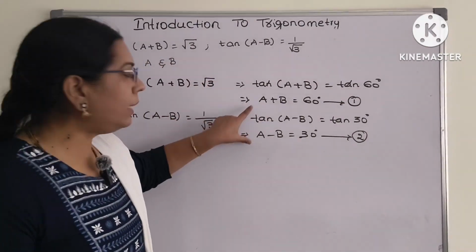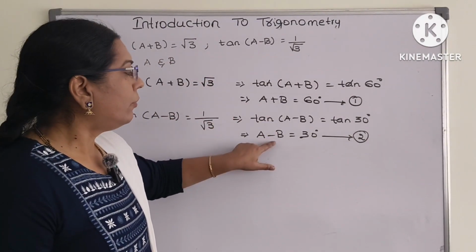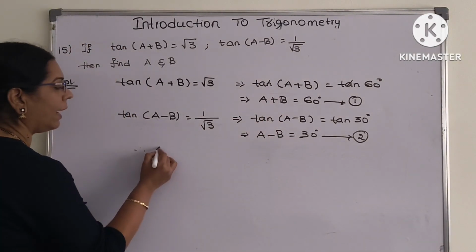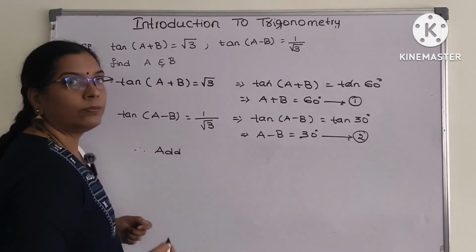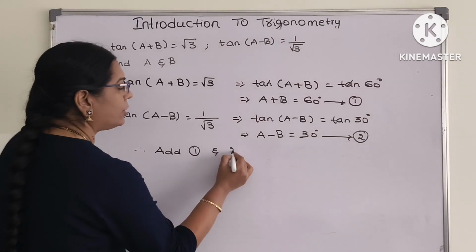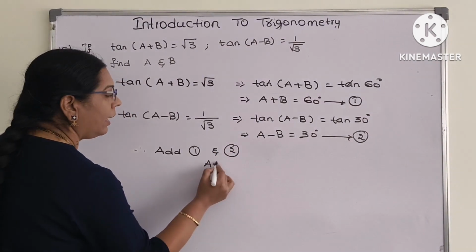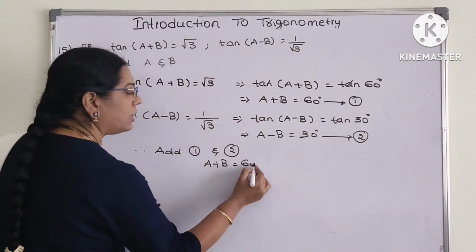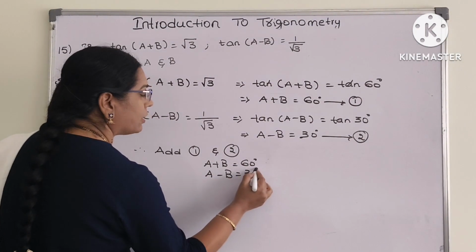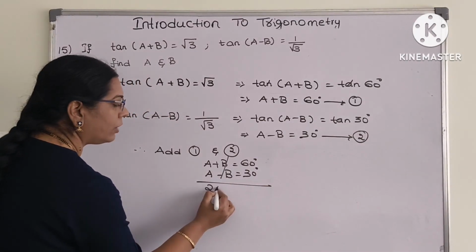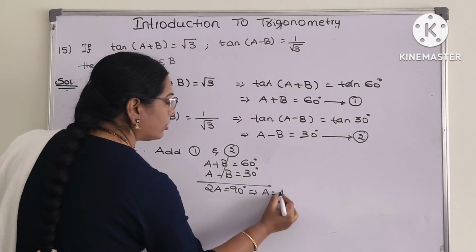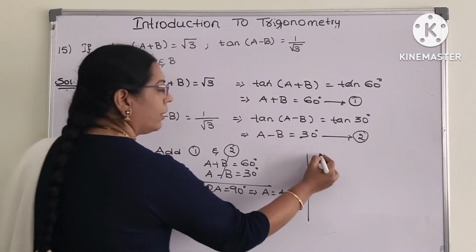Now see, I have two linear equations and the variable b has different signs. So I can add equations 1 and 2. Add equations 1 and 2, we will get a plus b is equal to 60 degrees, a minus b is equal to 30 degrees. When you add, I am left with 2a is equal to 90 degrees, which implies a is equal to 45 degrees.